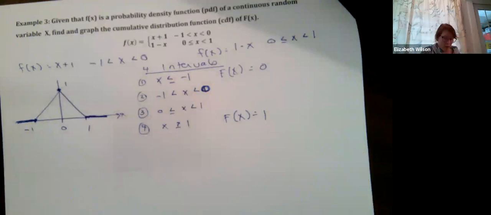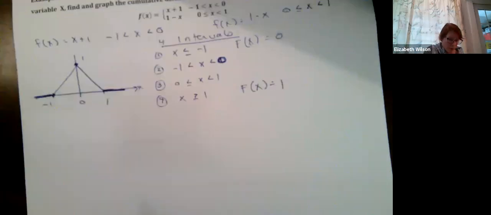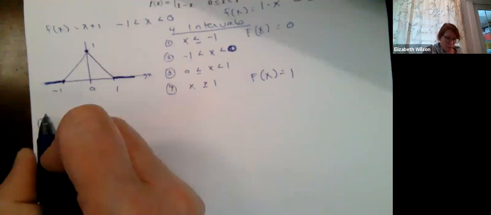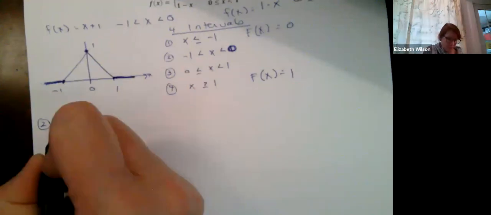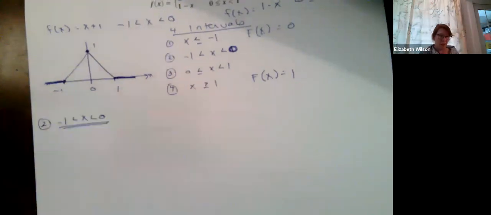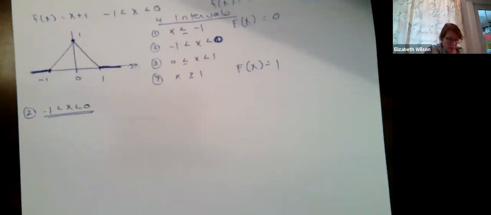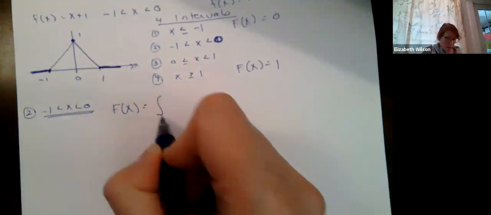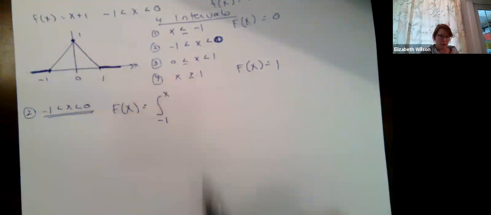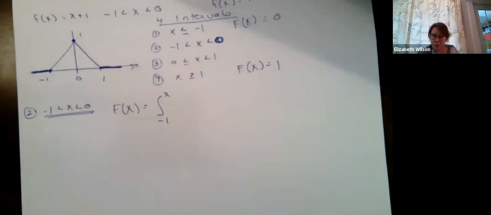Okay, so let's talk about interval number 2 first, which is between -1 and 0. I want to come up with a cumulative distribution for that part. So I'm going to think about my big F of x, my cumulative, and I'm going to go from -1 to x. I'm saying -1 to x because I'm looking for a function. I don't want a value, I don't want the area under this curve. I want a function that's going to describe that.